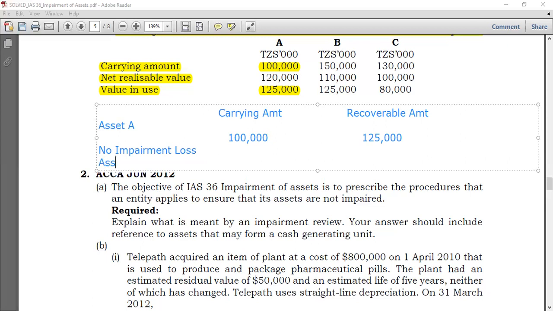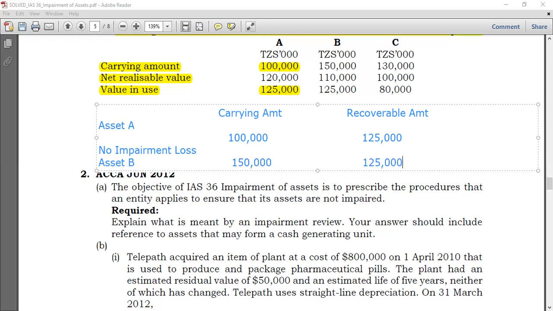Now let's go to asset B and C and then we finish up. If you go to asset B, what is the carrying amount? Could you give me the carrying amount? 100 again? 150. It's 150. All right. So I write here 150. And then tell me the recoverable amount. We take the higher of what and what? It's 125, because you compared 110,000 to 125,000. So the higher is 125, right?